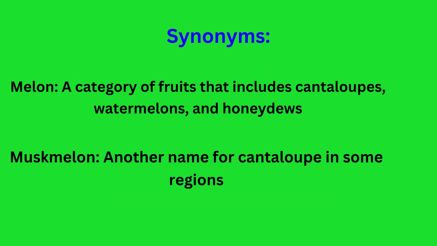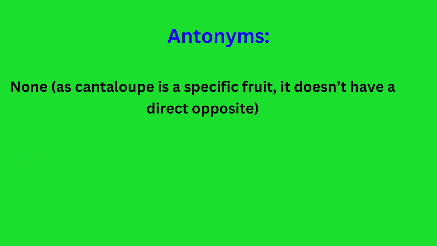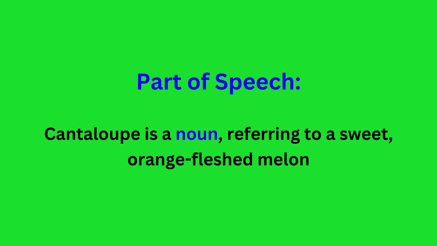Synonyms. Some related terms for cantaloupe are melon, a category of fruits that includes cantaloupes, watermelons, and honeydews. Muskmelon, another name for cantaloupe in some regions. Antonyms. The opposite of cantaloupe would be none, as cantaloupe is a specific fruit, it doesn't have a direct opposite. Part of speech. Cantaloupe is a noun referring to a sweet, orange-fleshed melon.